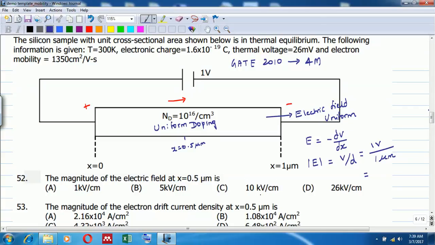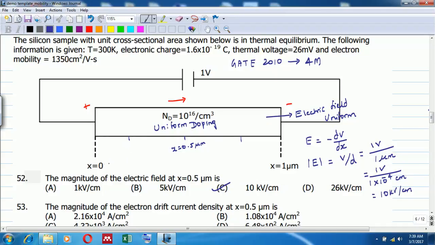So generally in semiconductor theory, electric field will be expressed in this unit, kilovolts per centimeter. So we can easily manipulate this. This will be 1 into 10 power minus 4 centimeter, which is 10 kilovolts per centimeter. So C is the correct option. So the magnitude of electric field here will be 10 kilovolts per centimeter. It doesn't matter where you are considering the point. It could be here or it could be here. Anywhere, the electric field in this semiconductor will be uniform because of the uniform doping, and its magnitude will be 10 kilovolts per centimeter.